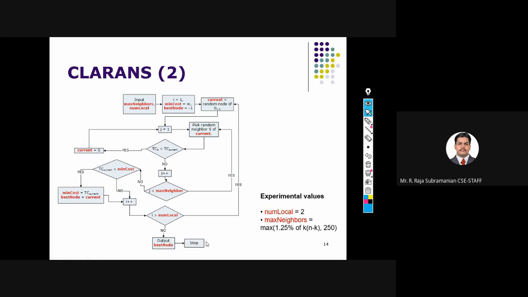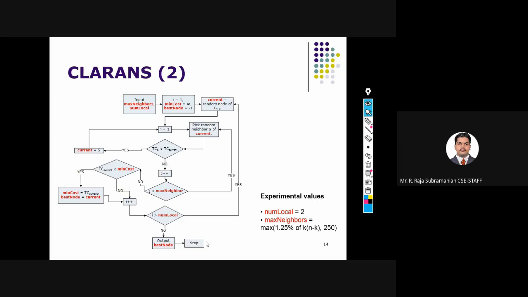I'll be explaining it again. This flow chart will have many small MCQs inside, and I'll explain it in somewhat more time. The minimum cost node I have to select. Initially, I fix the minimum cost to be infinity, the largest number, and in the subsequent steps I'll try to find the minimum.